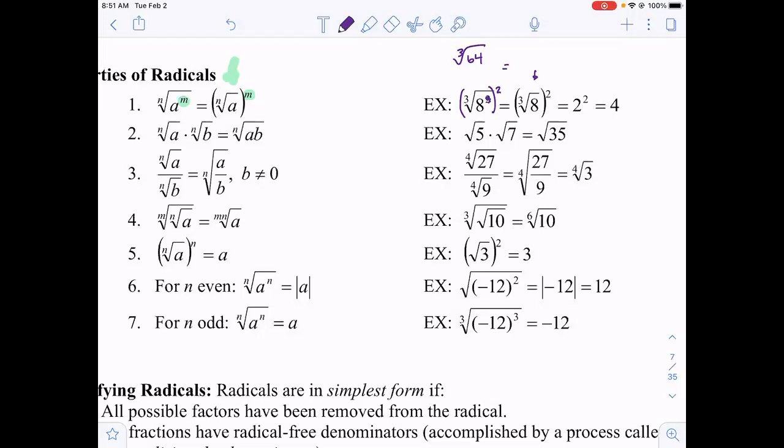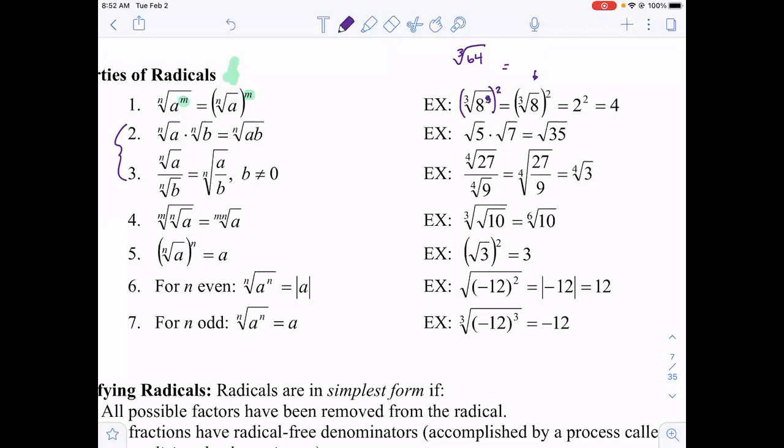Property number 2 just says if you have several radicals with the same index, you can put them all under one radical if we're multiplying. Same with division, so we might as well do 2 and 3 together. The nth root of a times the nth root of b, we can simplify to the nth root of a times b. So here's the example with numbers. The square root of 5 times the square root of 7, we can put all under one radical as the square root of 35.